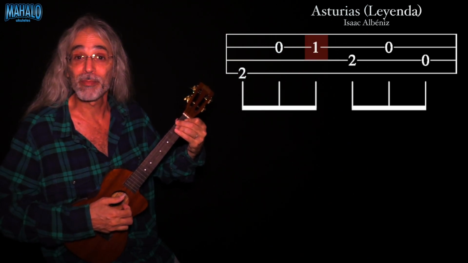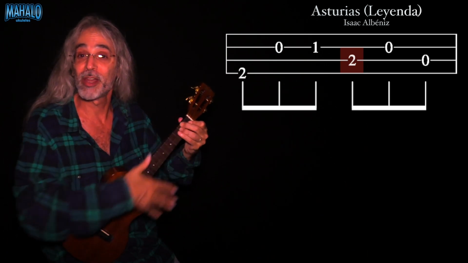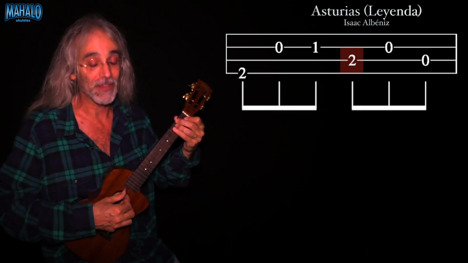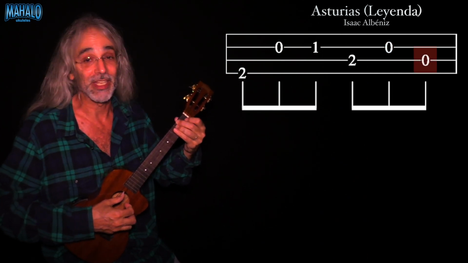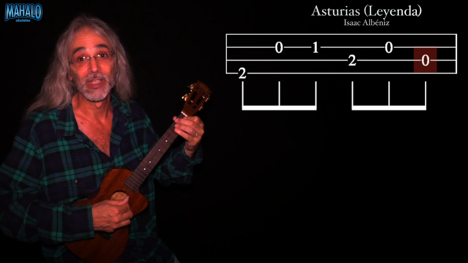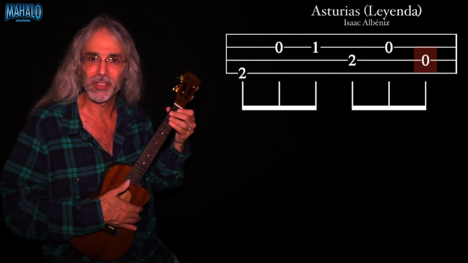Number 4 in that pattern of 6 is the C string, still in the D minor position. Number 5 is the E string open again. And number 6 is the C string open. And if this is confusing, just look at the tabs and take your time because it's all right there.